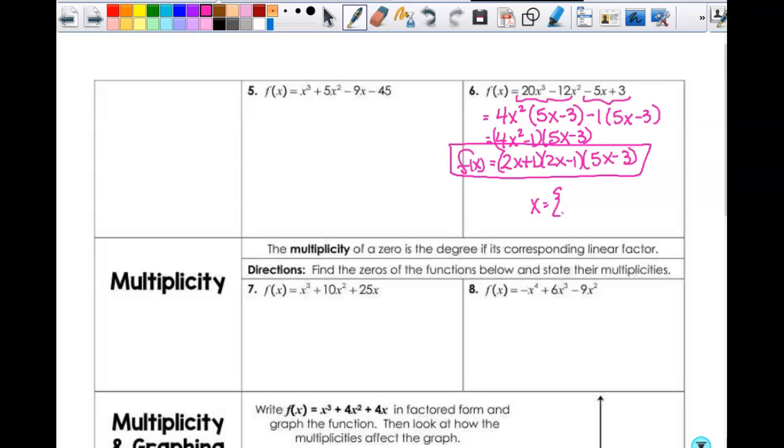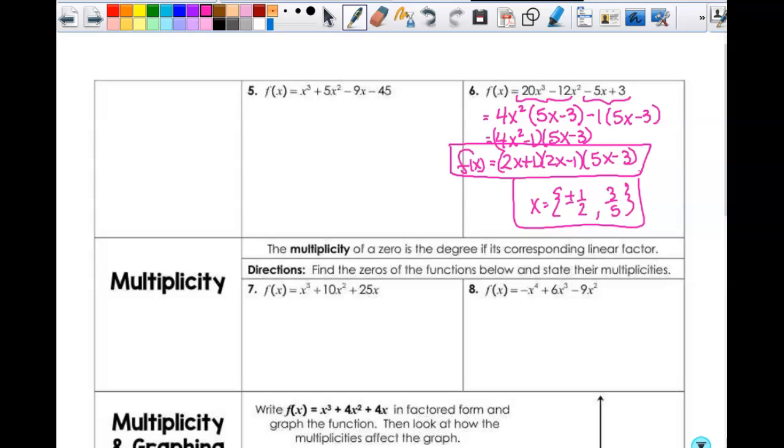So I get out of here plus or minus 1/2. What does this one give me? 3/5. Good. All right, everybody okay with that? Okay, factor, factor, factor. Got to be able to factor quickly and accurately.